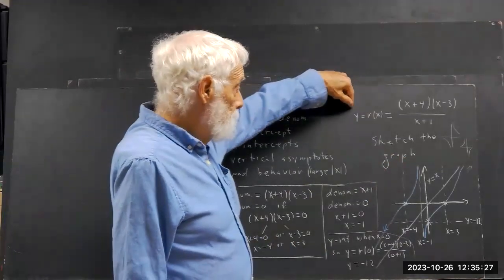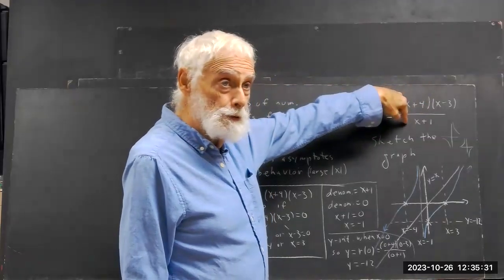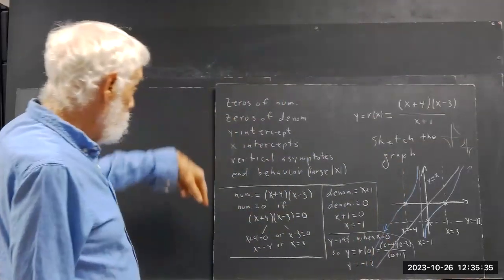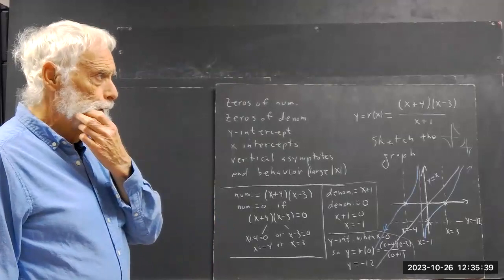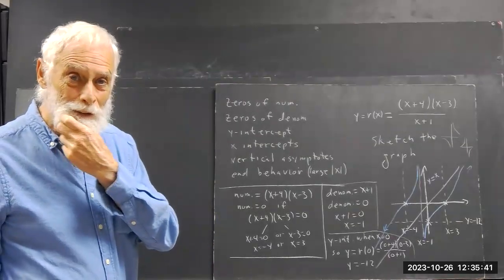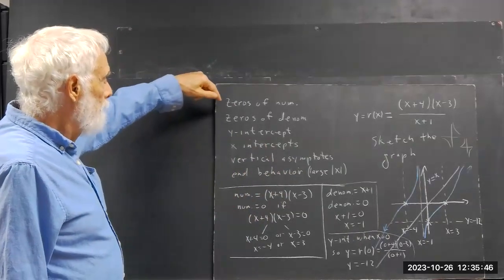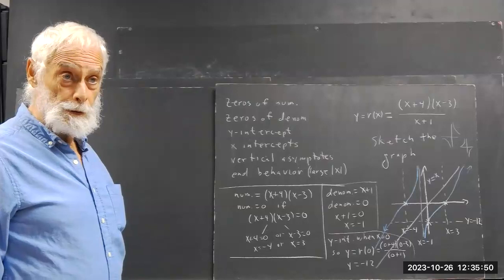Okay. y equals R of x plus 4 times x minus 3 over x plus 1. Just reviewing what we said last time. I wrote down the steps, although in an abbreviated fashion. We start by finding zeros in the numerator.